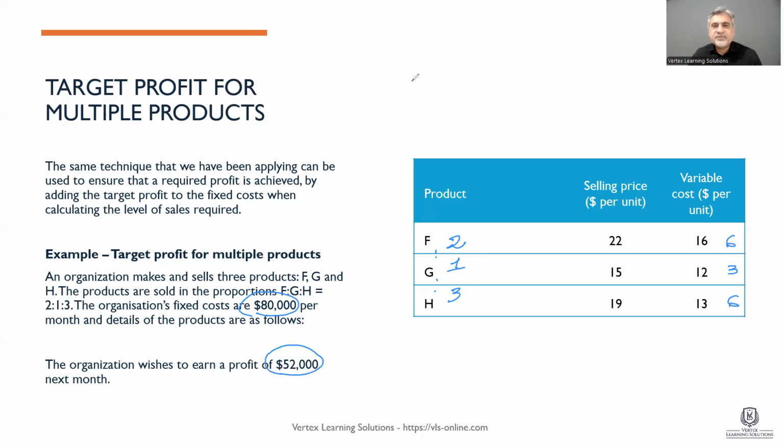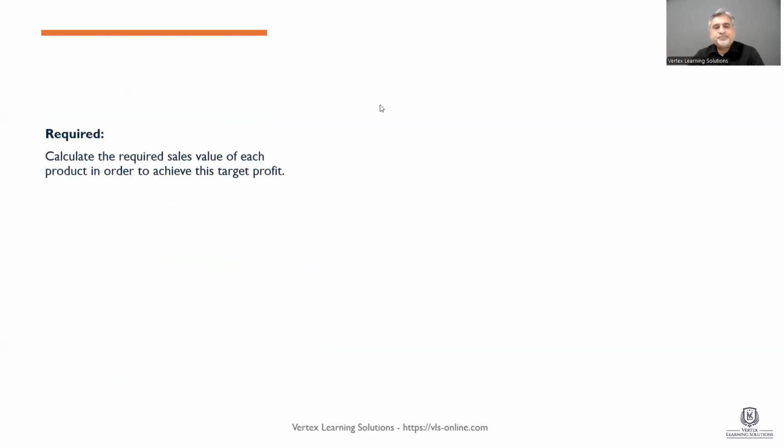Okay. So that's pretty simple. $80,000 is my fixed cost. $52,000 I want to make profit. I will add these two numbers, and then I will divide them with the help of contribution mix. Okay. So what is the contribution per mix that we need to calculate? Actually, you can do it already. You already know how much contribution you are making per unit and what is the mix. Okay. So let's see now.